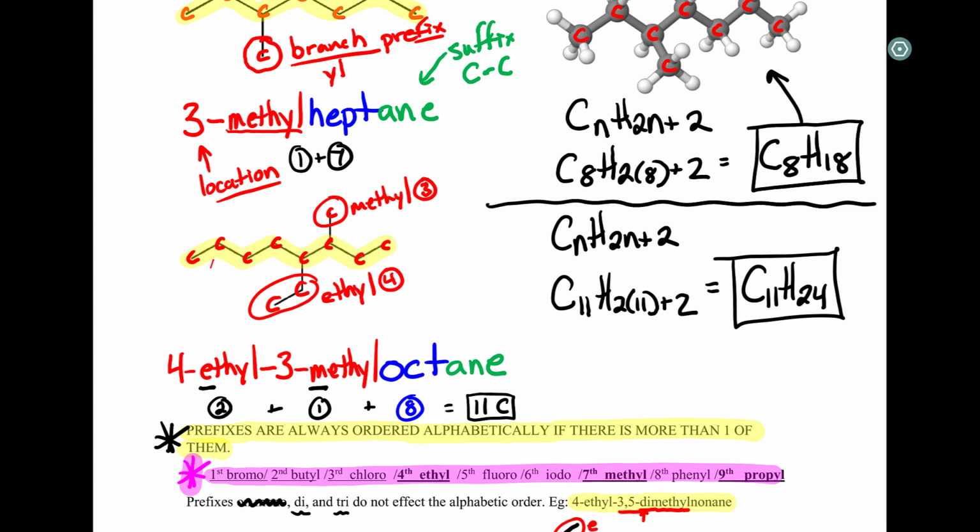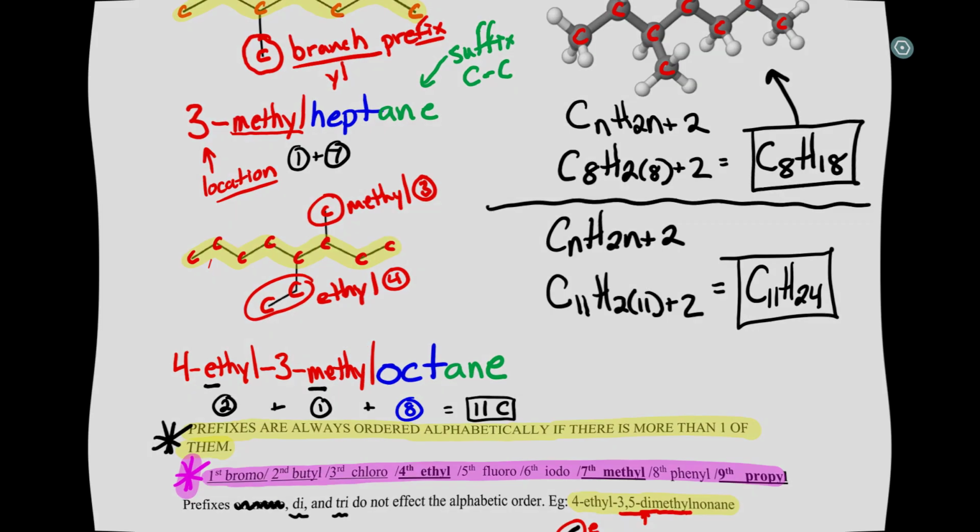I wouldn't actually draw all the hydrogens in and count them up. It's so easy to make a mistake like that. So again, 11 carbons in the compound, 2 times 11 is 22, plus another 2 is now 24. And I figured out the molecular formula.